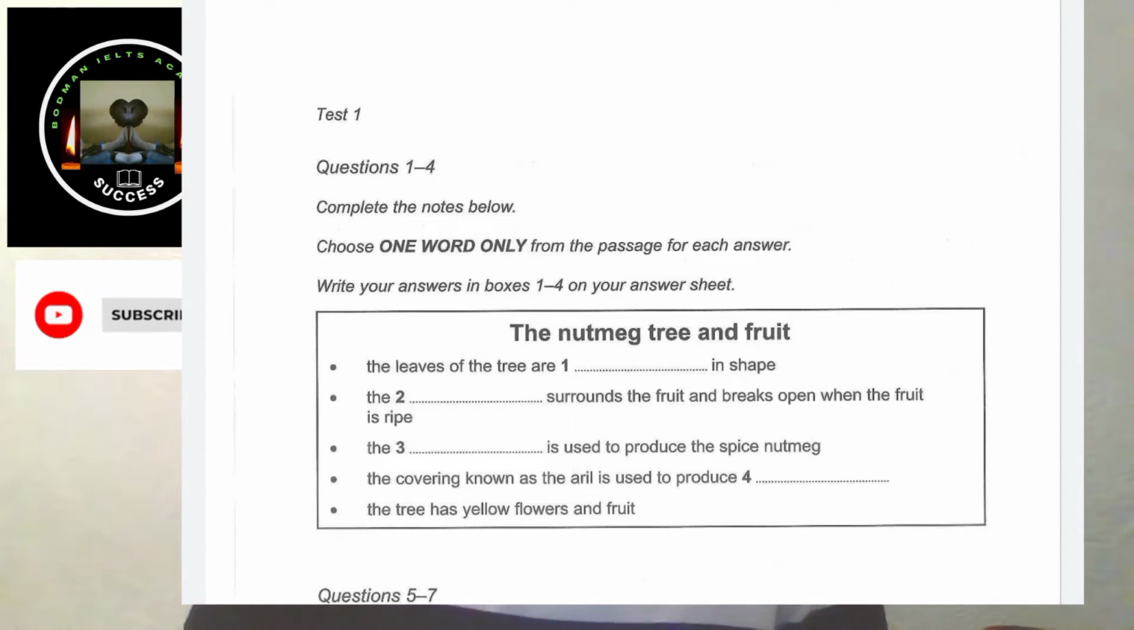Now, the nutmeg tree and fruit. So the title is nutmeg tree, fruit. So nutmeg tree will be my keyword, fruit. The leaves of the tree are dashed in shape. So nutmeg tree, fruit, leaves, the shape. Those are my keywords. Anywhere I see those keywords, my answer will be around that place in the passage.